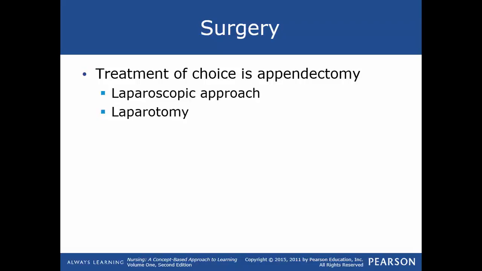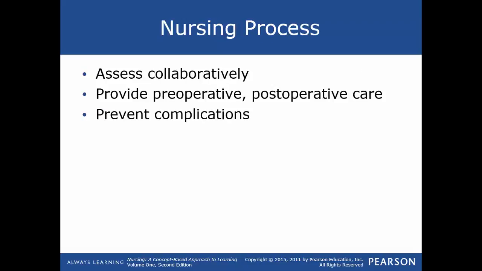Your laparotomy is a surgical opening of the abdomen. It's also known as an open appendectomy. They will make an incision over McBurney's point, and this is usually done if the appendix is ruptured so that they can get good irrigation of the peritoneal cavity and try to prevent that peritonitis from occurring.